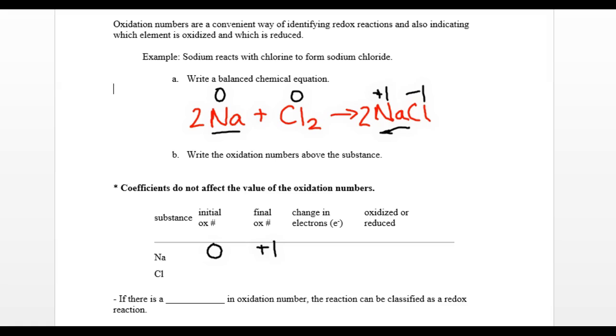If something goes from being a neutral atom to a +1, that means it has lost 1 electron. And it has been oxidized. Remember oil rig, or Leo says grr. Chlorine starts off with initial oxidation number of 0. It becomes -1 because it has gained 1 electron. Gain of electrons is reduction.